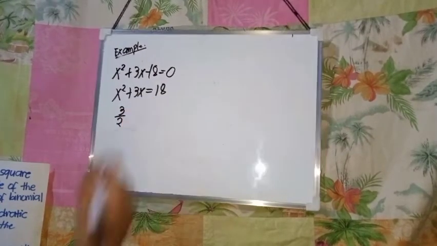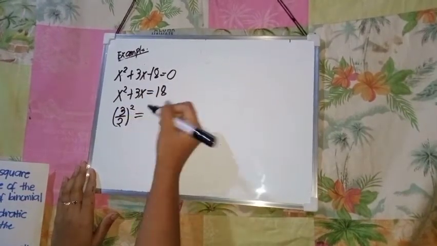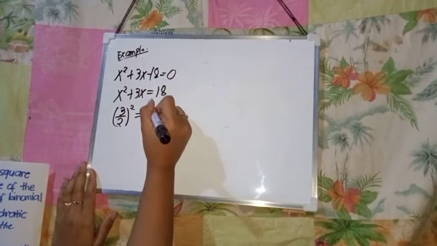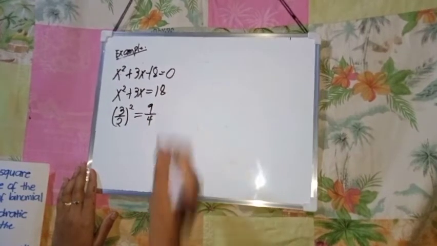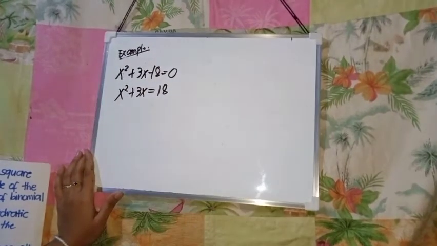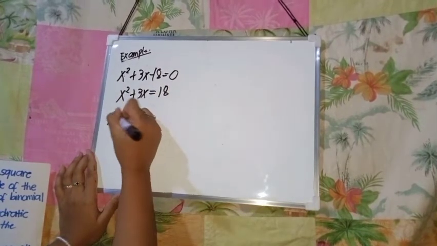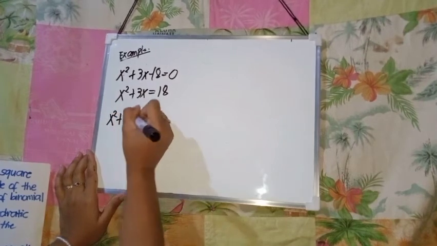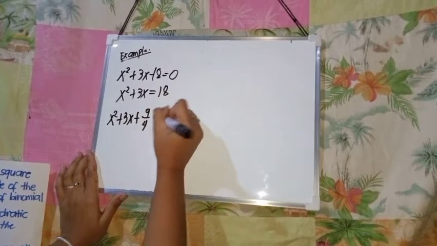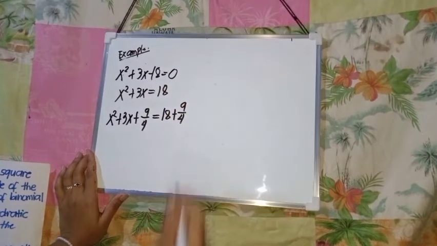3/2, of course. So we need to square this. 3/2 squared: 3 times 3 is 9, 2 times 2 is 4. So we have 9 over 4. Add both sides with 9 over 4. x squared plus 3x plus 9 over 4 is equal to 18 plus 9 over 4.